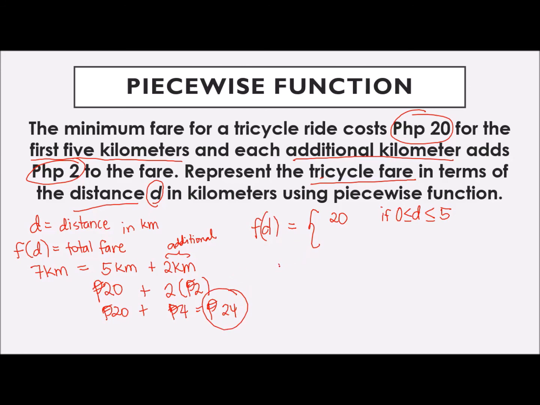Gagawin natin saan ay, let's have this. So, si 5, re-represent ay 20 pesos. So, yan yung initial kasi. Plus, paano nakuha tong si additional? Kasi, minus natin dito. Okay, nanggaling kasi siya dyan. So, magiging D minus yung limit natin na 5 kilometers. At magkano daw? 2 pesos sa kada additional.